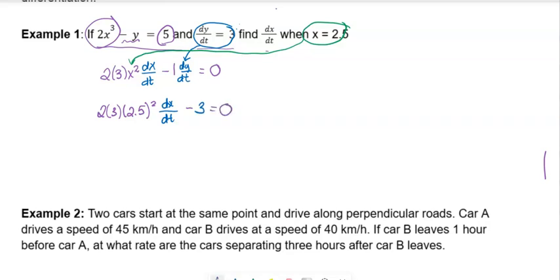Okay, now that I only have one variable remaining, I can rearrange to solve. And I know that the derivative of x with respect to time is equal to 3, all divided by 2 times 3 times 2.5 squared. And when I put that into my calculator, I should get 0.008. Okay? So again, I take the derivative with respect to a certain variable. Often that variable will be time. And I plug in what I know, isolate and solve.